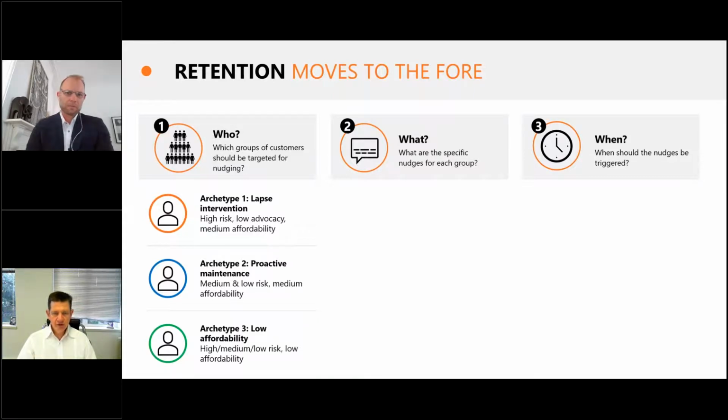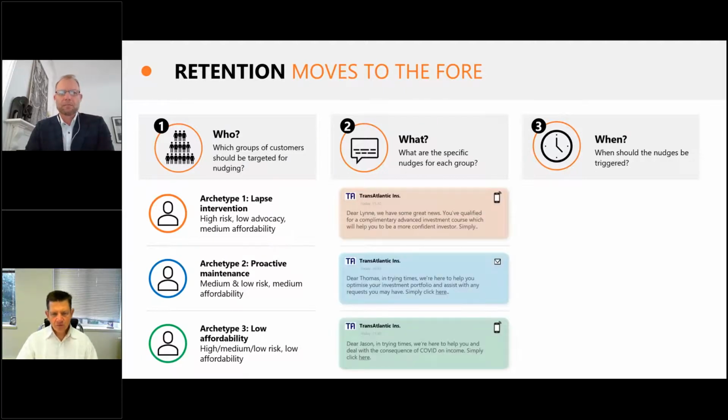And obviously, what you want to do is put nudges in place that align to them. Just to give you a sense of the nature of those nudges, for the high-risk customers it's really around adding additional value.